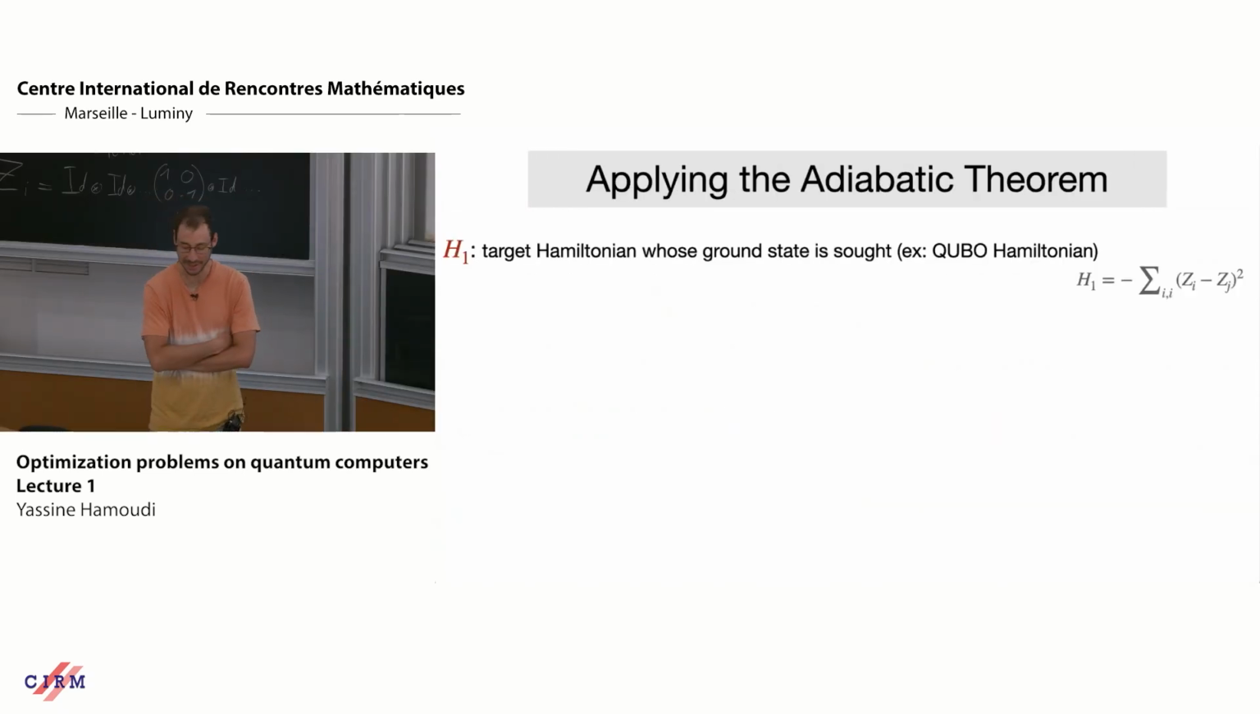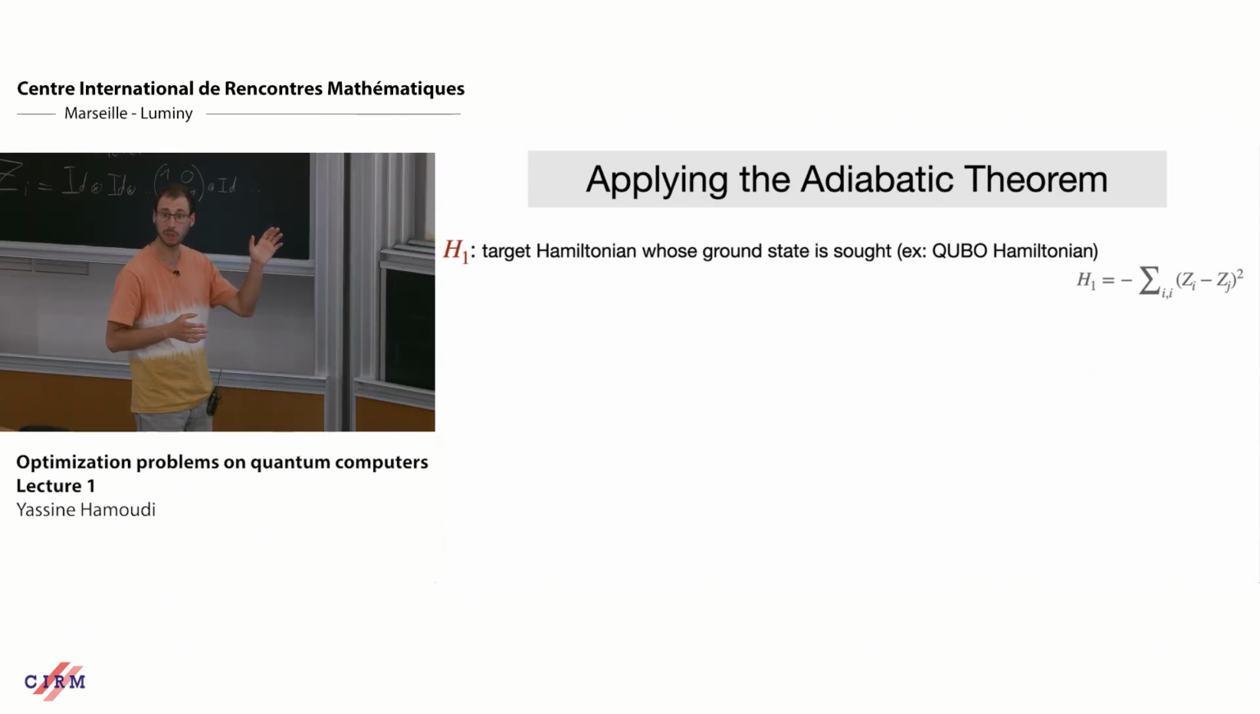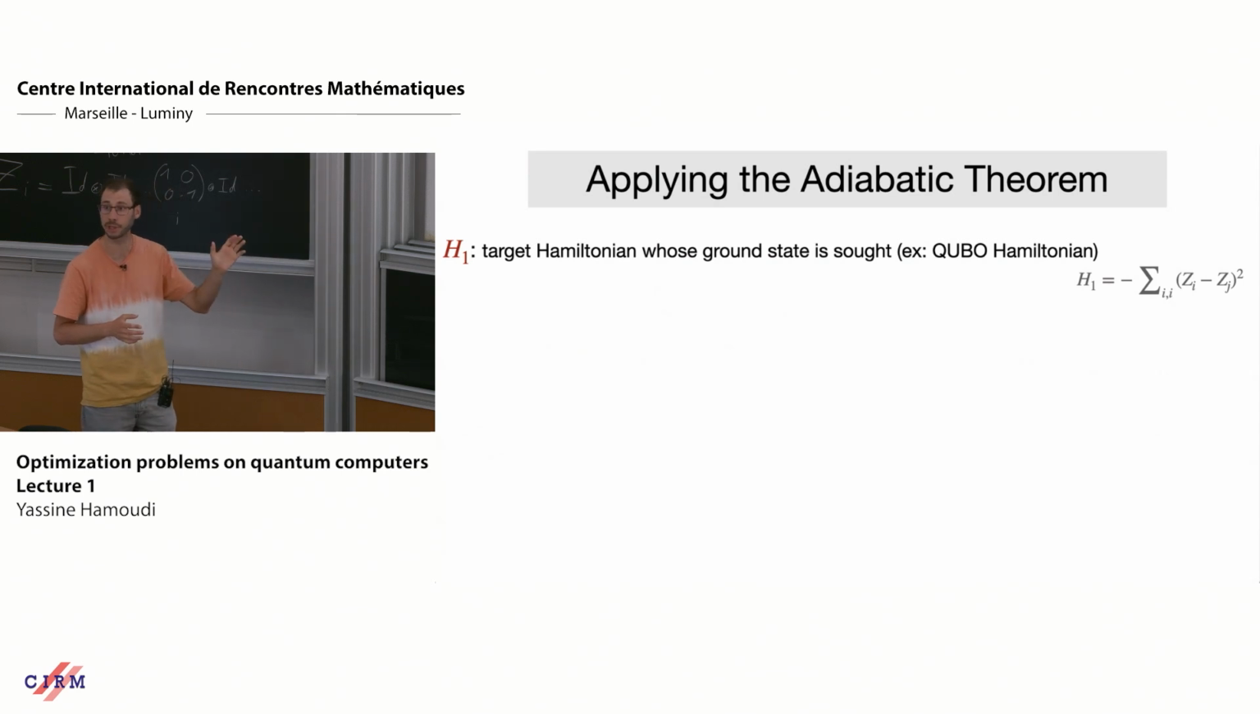So that is applying the adiabatic theorem. Let's say you want to apply it to a stochastic Hamiltonian, let's say a QUBO Hamiltonian, like that is the Hamiltonian that we have for the max cut problem. So how would you use it in the adiabatic theorem? First thing is, you have some target Hamiltonian in mind. This is the one for which you want to find the ground state. So this is your final objective.